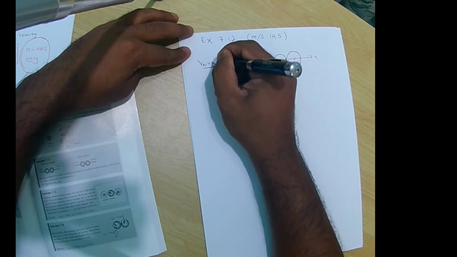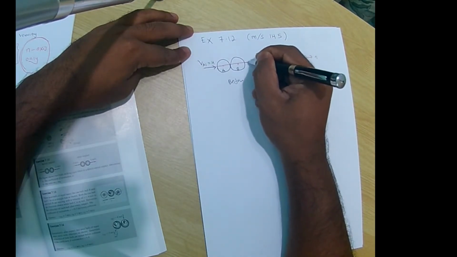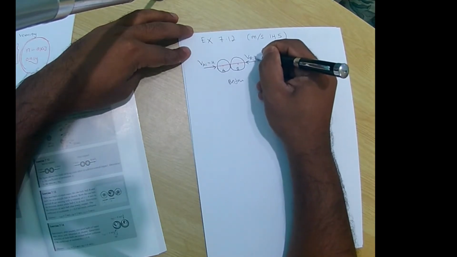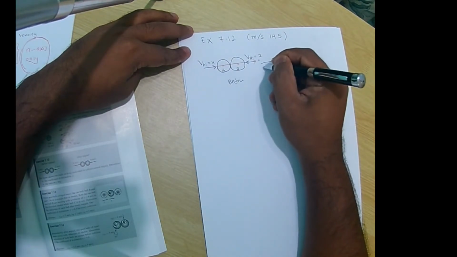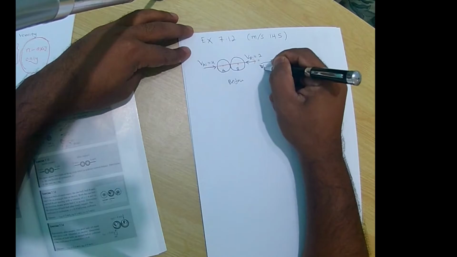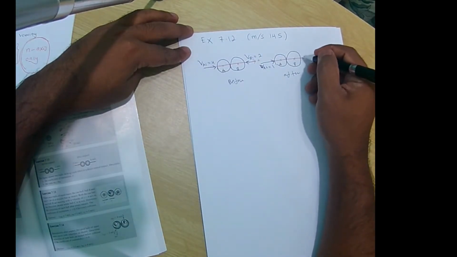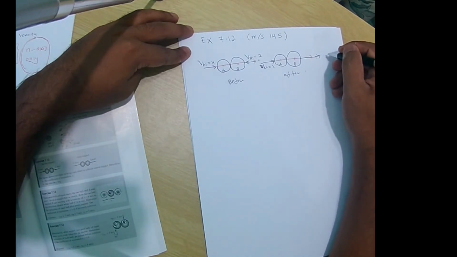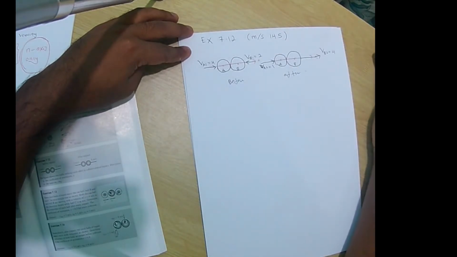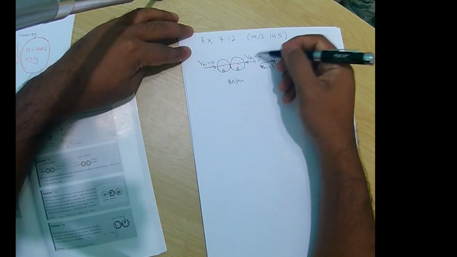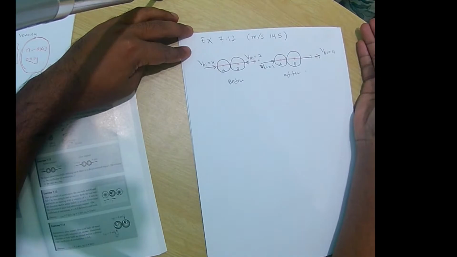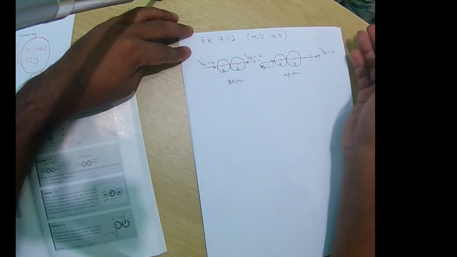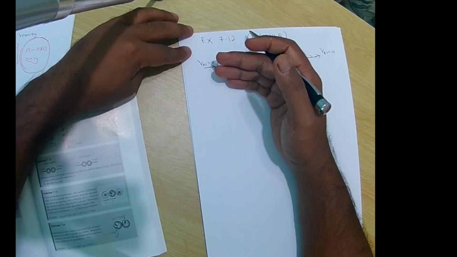VA1 equal to 4 meter per second, and here VB1 equal to 2 meter per second. After impact, VA2 equal to 1 meter per second, and here VB2 equal to 4. All in n direction, so you don't have to write VA1n, VB1n, because all is in the n direction. We only have one axis, which is the n-axis. So before and after, we have put all known velocity.